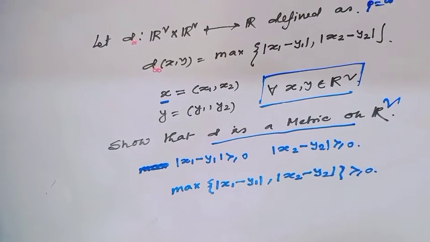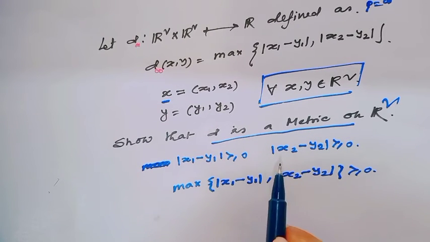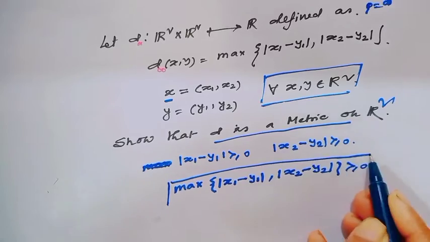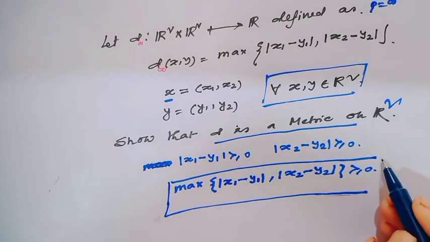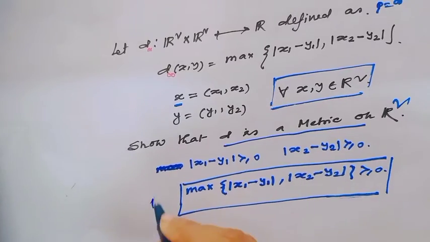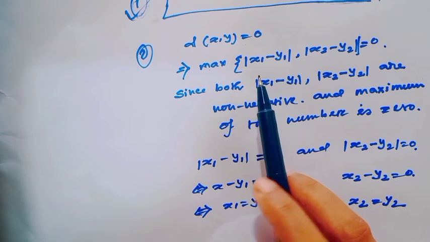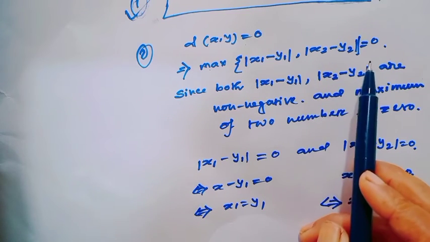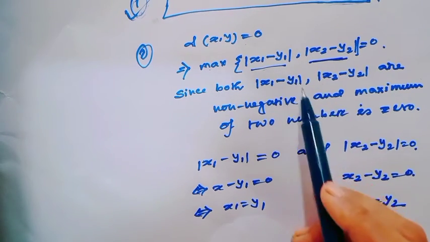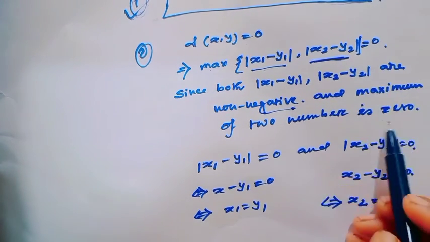Obviously D is a metric on R2 because obviously absolute value of x1 minus y1 is greater than or equal to 0 and absolute value of x2 minus y2 is greater than or equal to 0. That means the maximum of absolute value of x1 minus y1, comma, absolute value of x2 minus y2 is always greater than or equal to 0. That means the first condition is satisfied. Second condition, d of (x, y) equal to 0 means the maximum of the set {|x1 minus y1|, |x2 minus y2|} is 0.